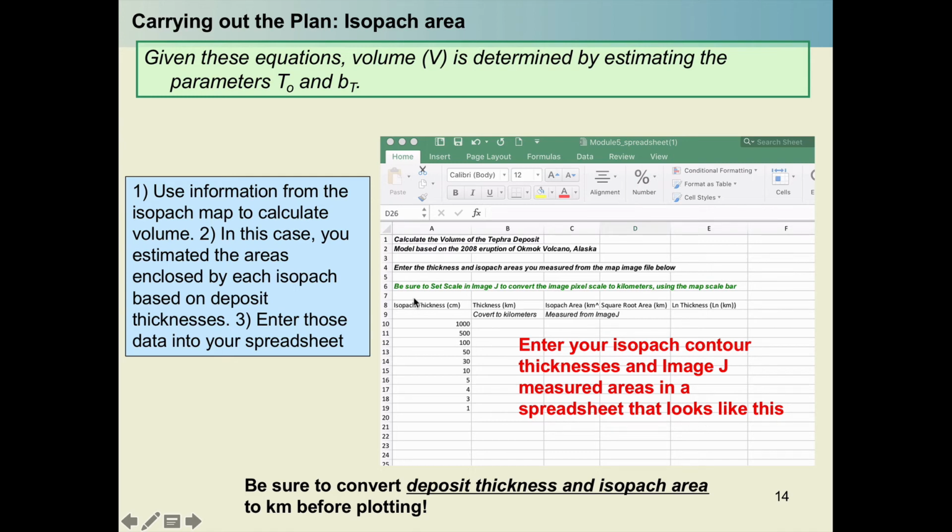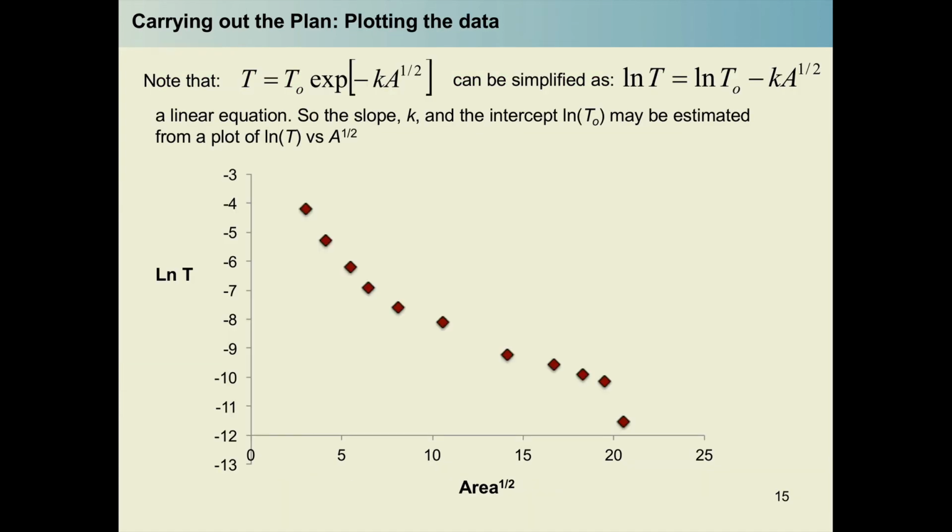Be sure to set the scale in ImageJ to convert the image pixel scale to kilometers using the map scale bar given to you on the map. You're going to want deposit thickness and isopach area in kilometers before plotting. If you plot deposit thickness in centimeters and isopach area in square kilometers, you're going to have a whole messed up situation that's not going to work. So just be sure to check your units.